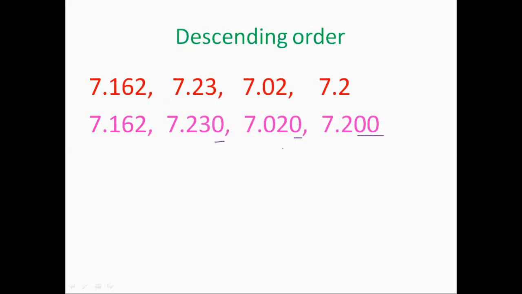So you can see 20 is the smaller one. Sorry, we are arranging in descending order, so I must take the bigger one first. The biggest one here is 230, so 7.23 must be first. Then 200 must be second, and 162 must be third. And 20 is the least one, so it should be fourth. So it means 7.02 will be the last.